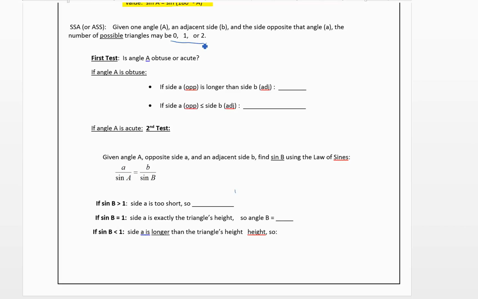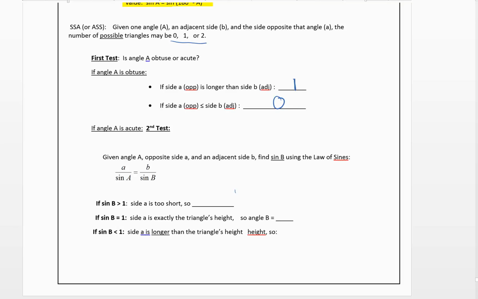So first we'll look at the angle we're given. If it's obtuse, then if side A is longer than side B, you'll have exactly one triangle and you'll be able to solve it. Now, if your side A is less than side B, then we have a problem and we have 0 triangles possible, and you would just say no solution.